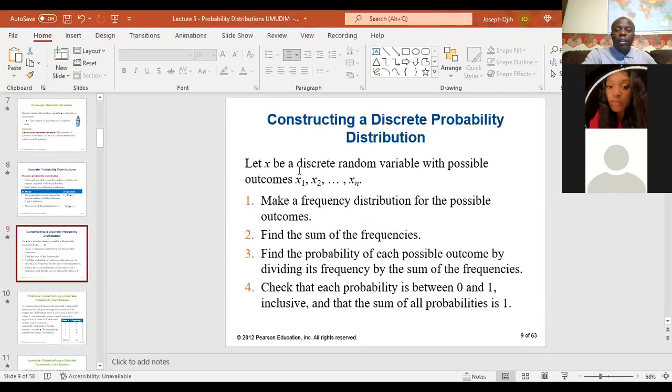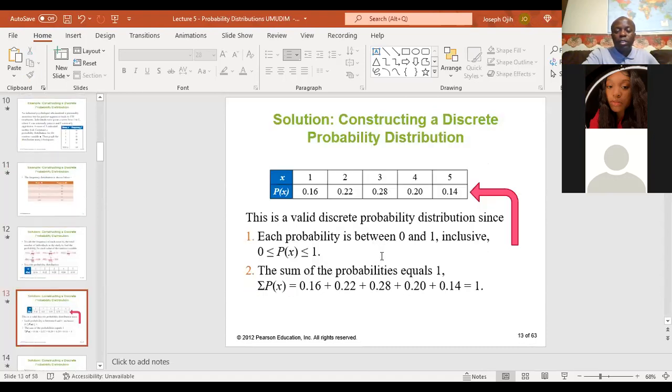Now, let us see how we can construct a probability distribution. First, we said let X be a discrete random variable with possible outcomes X1, X2, and so on. To construct it, first of all, we make a frequency distribution for the possible outcomes. Then find the sum of the frequencies, and then find the probability of each of these outcomes. Then put them side by side. The outcomes and their corresponding probabilities give us the distribution we're looking for. Next is to check to make sure that it follows the laws of a probability distribution.